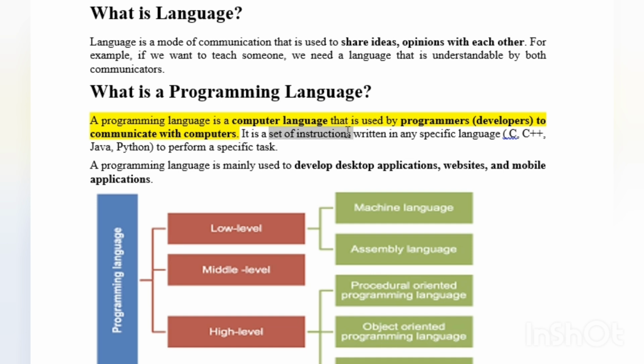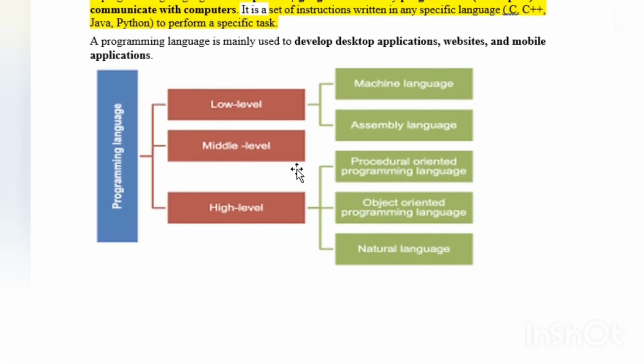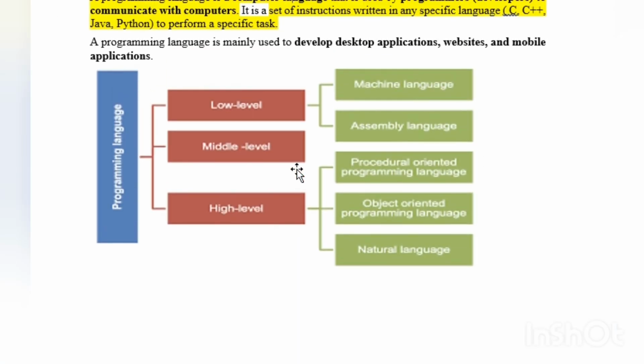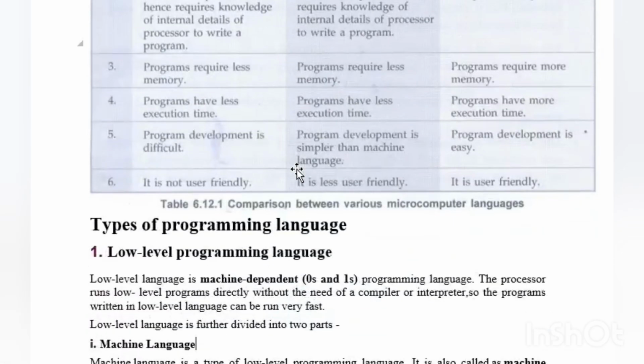It is a set of instructions written in a specific language to perform a specific task. So programming language basically हमारी क्या है? Set of instructions जो एक specific language में लिखी होती है so as to perform a specific task. A programming language is of three types: low level language, which is machine level language and assembly level language, middle level language and high level language. High level language के अंदर आते हैं procedural oriented programming language, object oriented programming language and natural language.